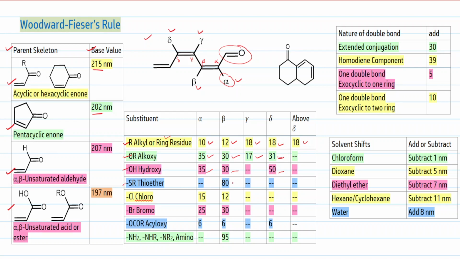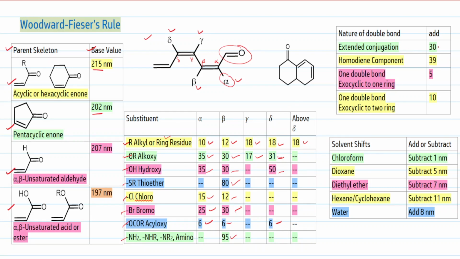For thioether, for beta position we have to add 80 nanometer. For chloro 15 and 12 nanometer should be added to the base value. Then for bromo 25 and 30. For acyloxy, we have to add 6 nanometer when this acyloxy group is present at alpha, beta or delta position. For amino group, we have to add 95 nanometer when it is present at a beta position. Along with this, we have to consider the nature of the double bond while calculating the lambda max value.